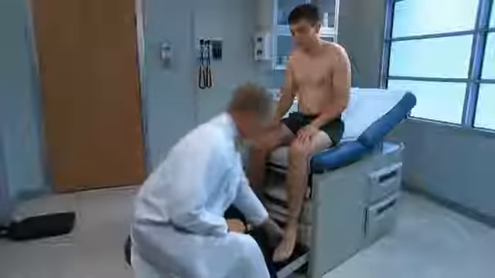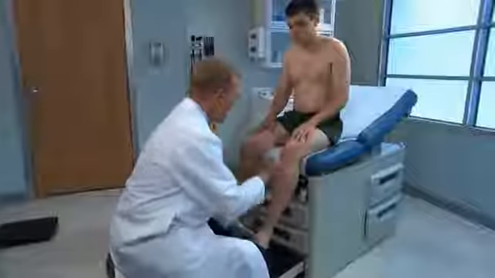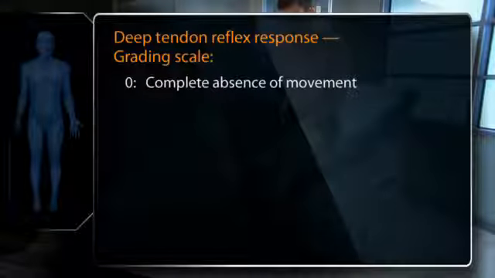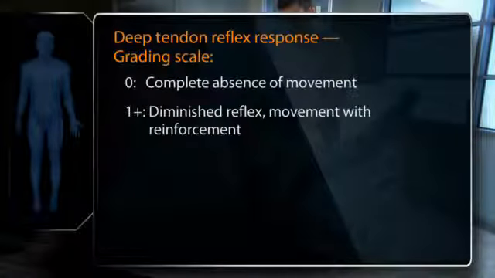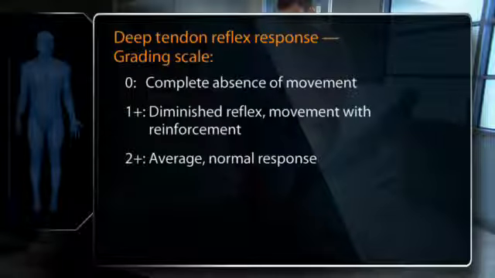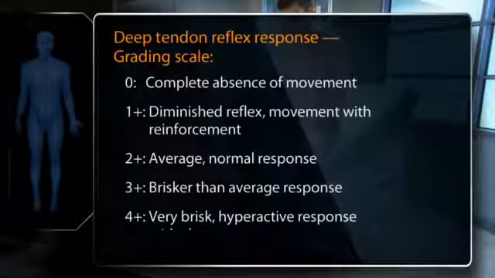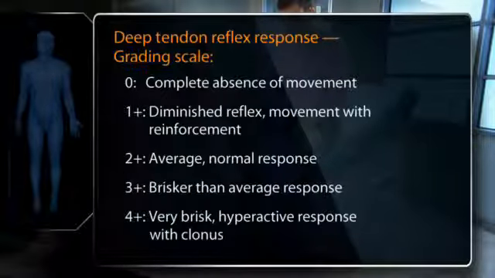When assessing deep tendon reflexes, grade them on a scale from 0 to 4+. A grade of 0 reflects no response. 1+ indicates a somewhat diminished reflex. A 2+ reflex shows greater movement than 1+ and is the average normal response. A 3+ reflex is brisker than average but is still normal. A 4+ reflex is a very brisk hyperactive response. By definition, it must be accompanied by clonus, a rhythmic oscillation between flexion and extension.